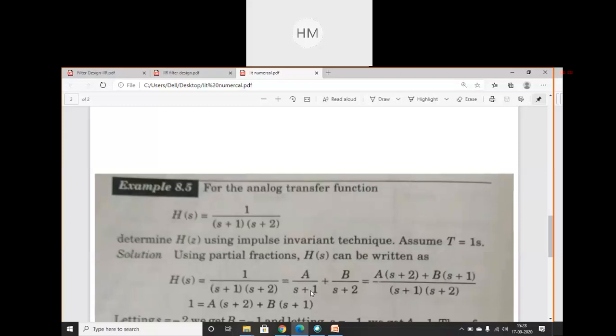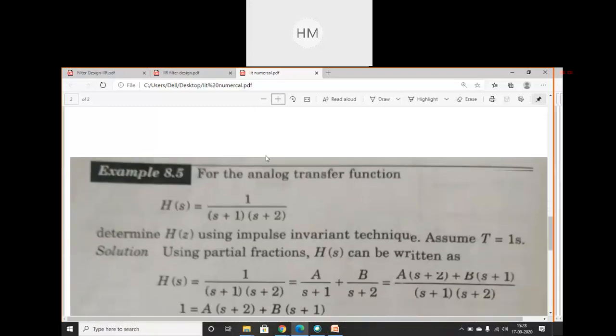What H of s are you getting? Two fractions, A and B. Two coefficients you will get. Please tell me the coefficient values. Now, is the screen visible or not?